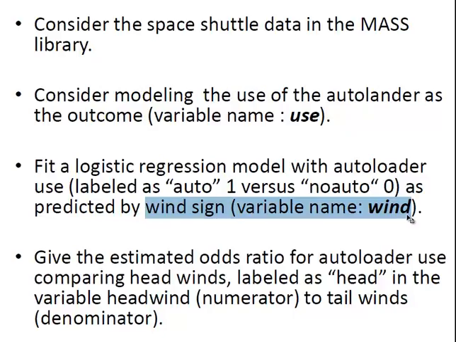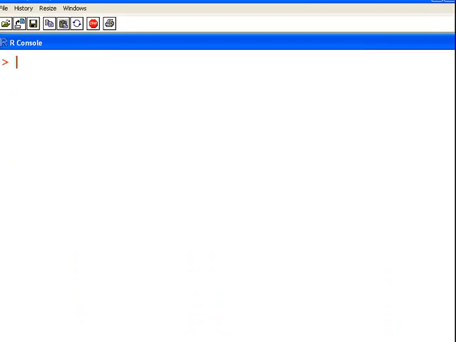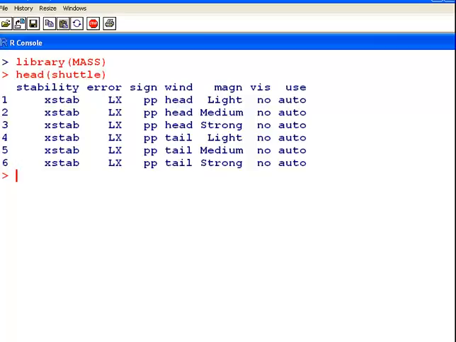Okay, so let's go to our library. I'm going to start this as if you haven't seen the other one. So essentially what we have here is this data set called Shuttle. And let's get the head of that. And what we're going to do here is predict this variable. We're going to use this as our binary outcome. So there's two levels to this variable, use. They are auto and no auto.